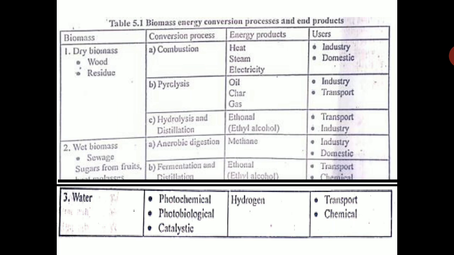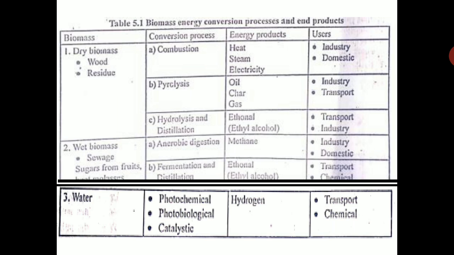Now second is wet biomass. So far we discussed dry biomass. Now wet biomass means sewage, sugars from fruits, etc. So this wet biomass, molasses and all, it can go for anaerobic digestion. Aerobic means in air, and anaerobic means in the absence of air.